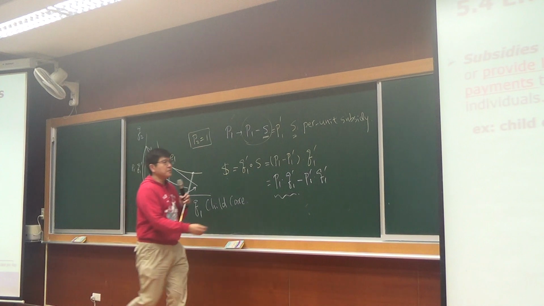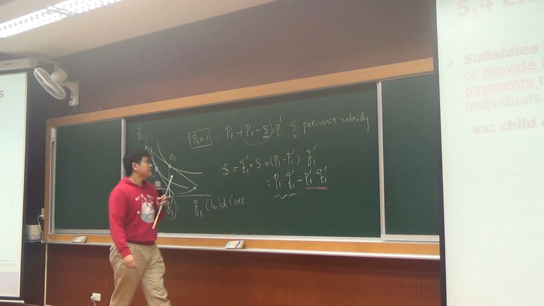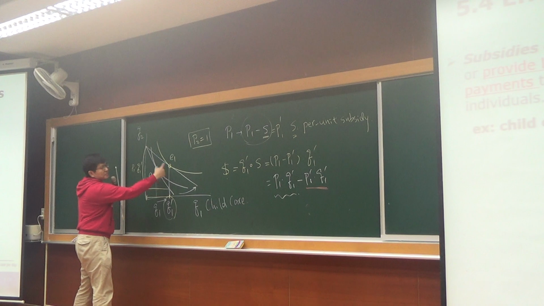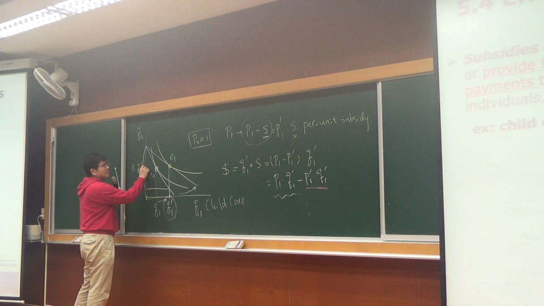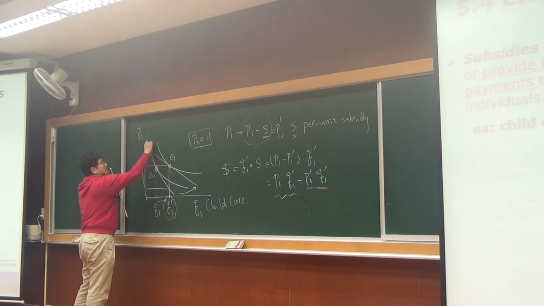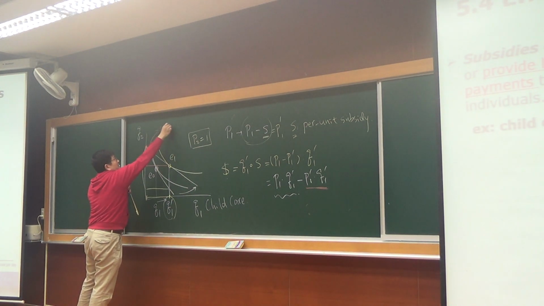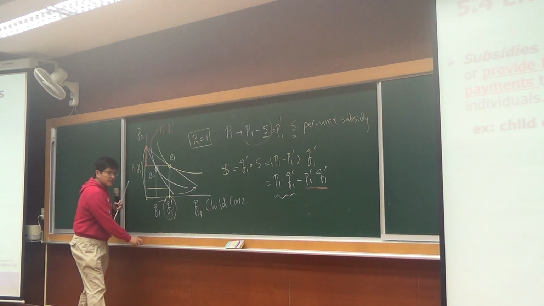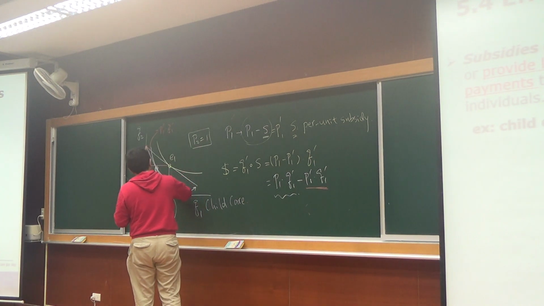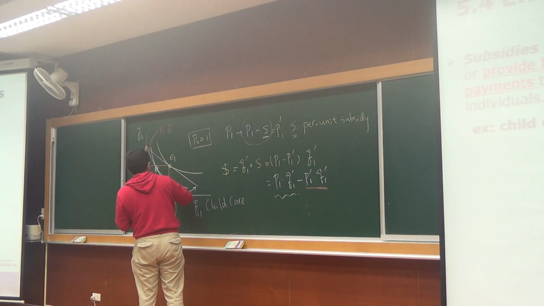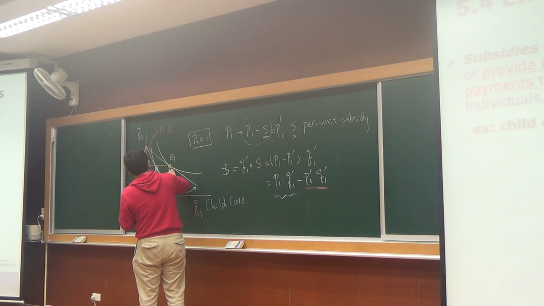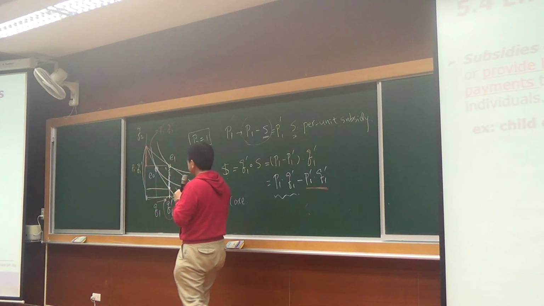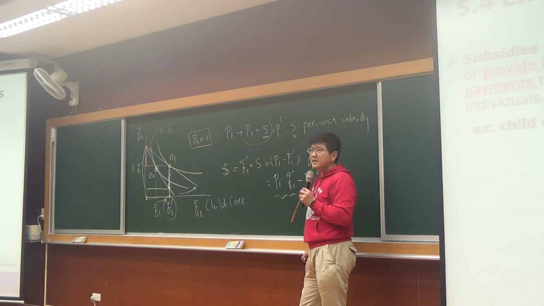And what about P1 prime Q1 prime? Now this is P1 prime, and P1 prime Q1 prime should be this part. Is that right? So the difference between these two numbers should be this. Is that right?